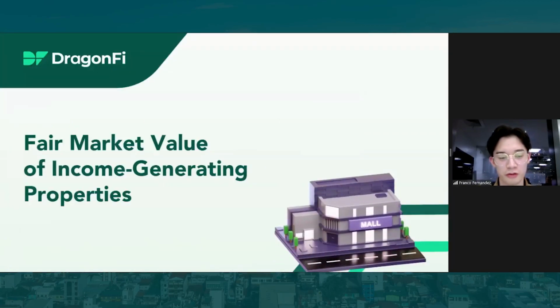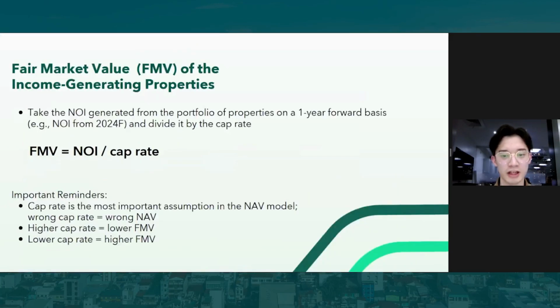Okay, so now that we've done that, we can move on to finding the fair market value of a REIT's income generating properties. For this one, we'd have to take the net operating income generated from the portfolio of properties on a 1-year forward basis. That means the net operating income from 2024 and divide it by the cap rate. So NOI over cap rate.